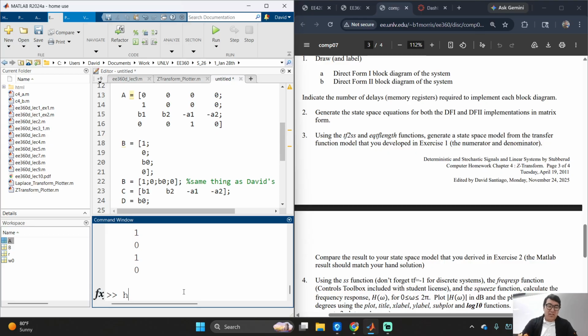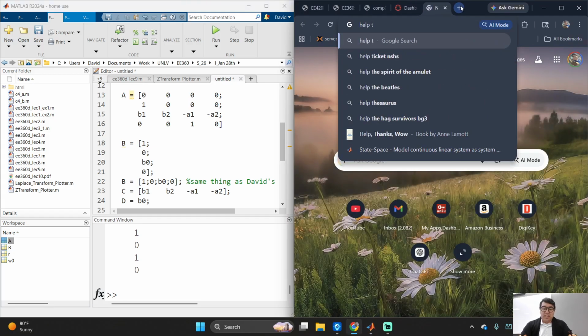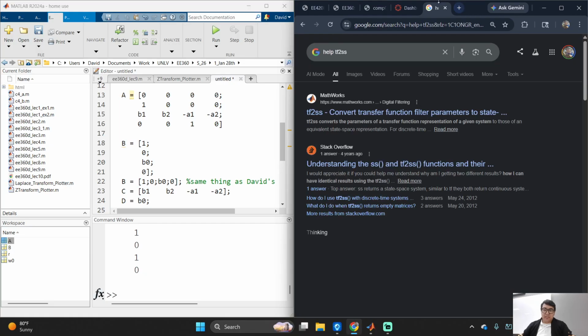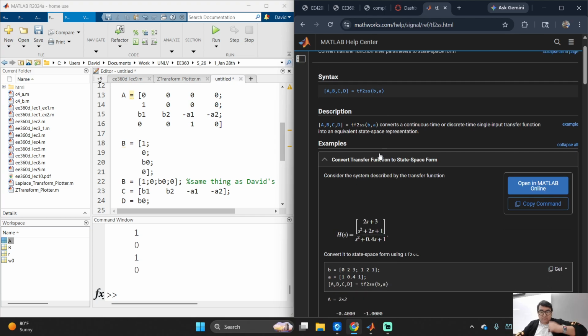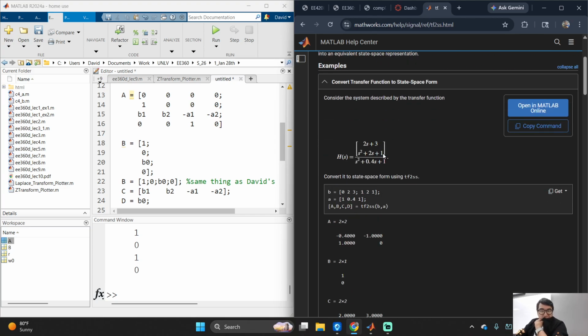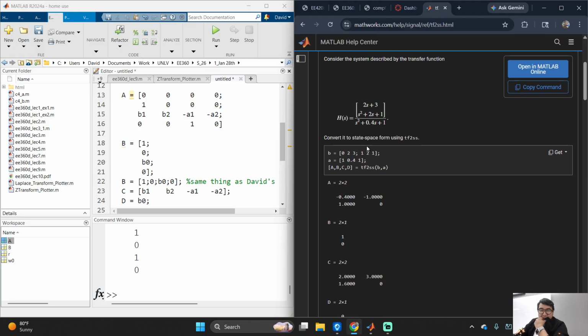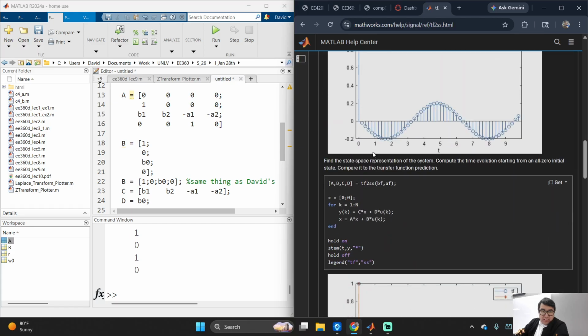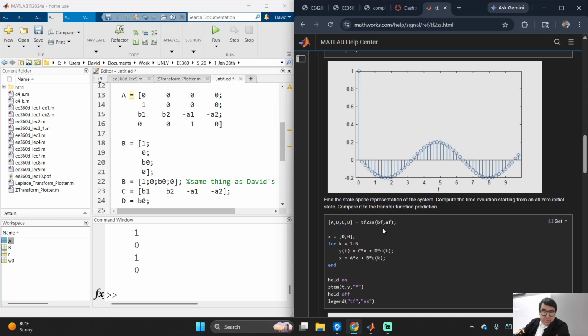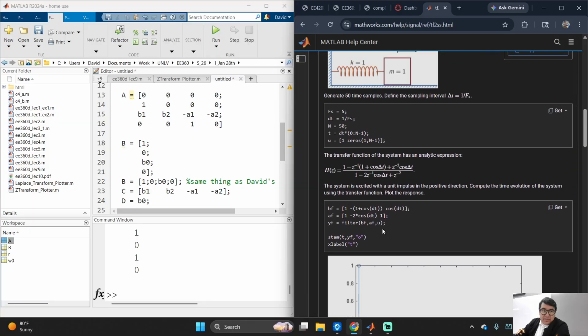Let's see. Help TF2SS. Suppose you have this equation. This is going to give you, what do you call it, A's, B's, C's, and D's. Let me see, the B's, the A's.